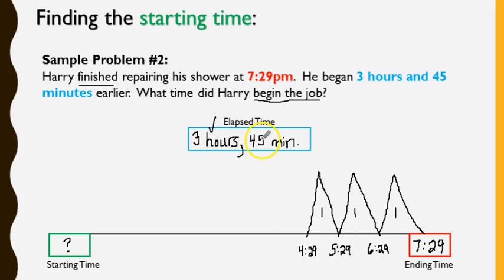Now we need to do the 45 minutes. So I'm going to subtract 10 minutes at a time at the beginning. So 10 minutes. I was 4:29. Now I'm going to go to 4:19. 10 more minutes. I was 4:19. Subtracting 10, it would be 4:09.